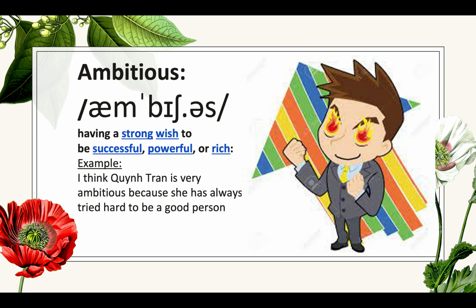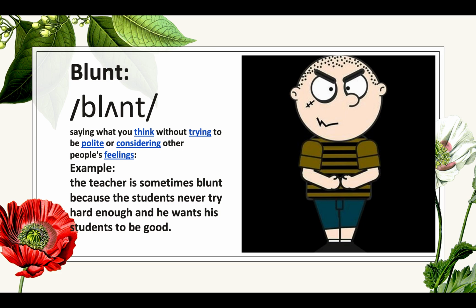Now repeat after me. Ambitious. We stress on the second syllable. So we say ambitious. And the next one, we have to be blunt.